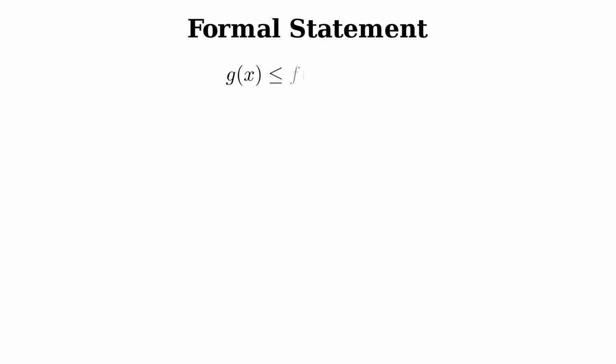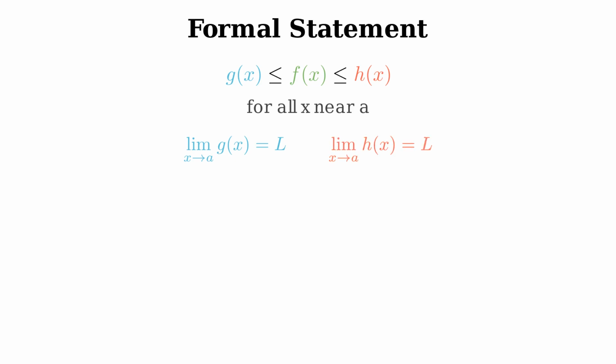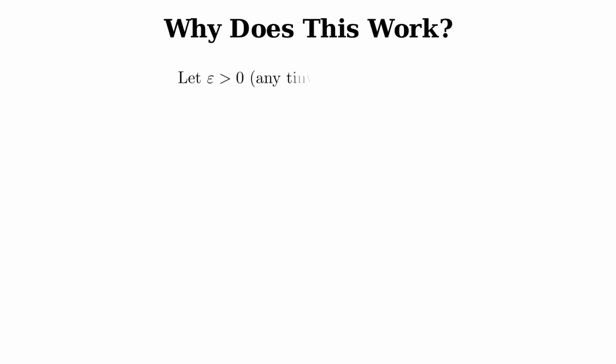Suppose you have three functions, g of x, f of x, and h of x, where g of x is less than or equal to f of x, which is less than or equal to h of x, for all x near some point a. If the limit of g of x as x approaches a equals L, and the limit of h of x as x approaches a also equals L, then the limit of f of x as x approaches a must also equal L. Why does this work?